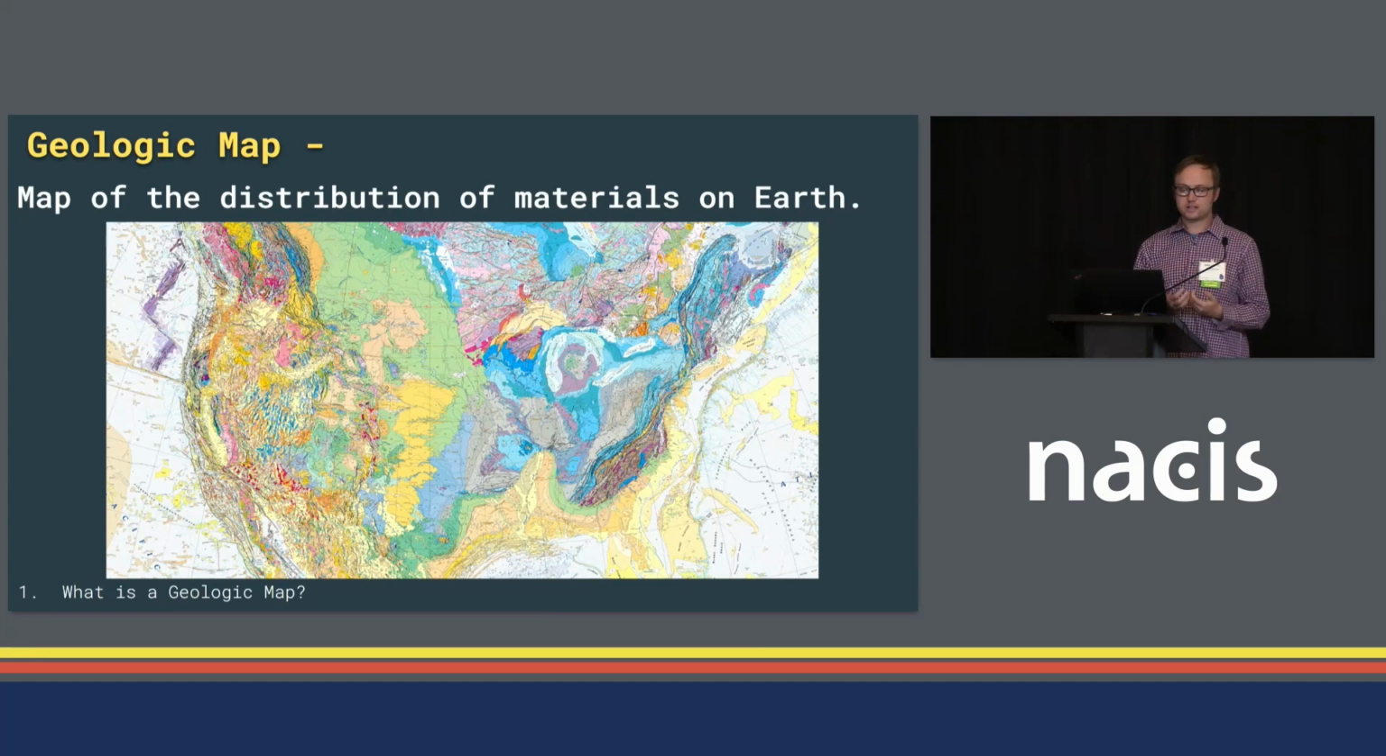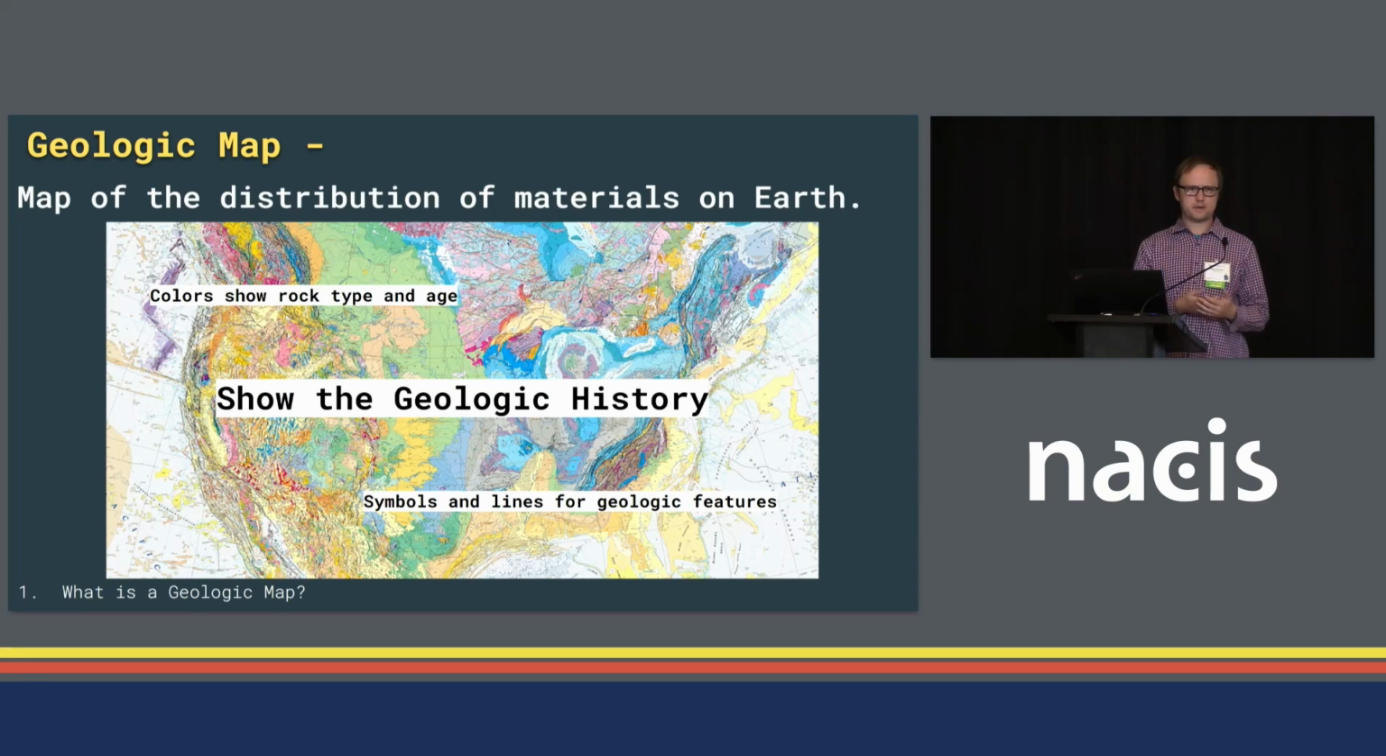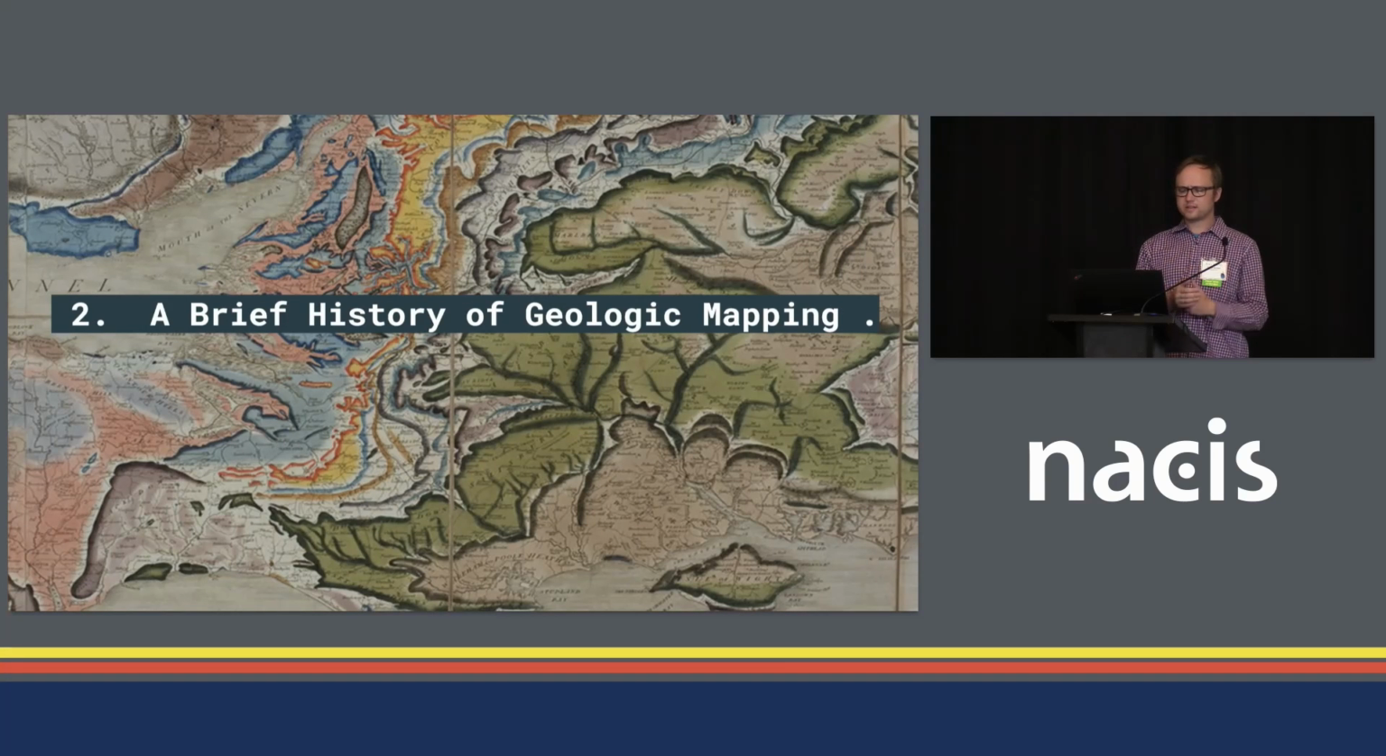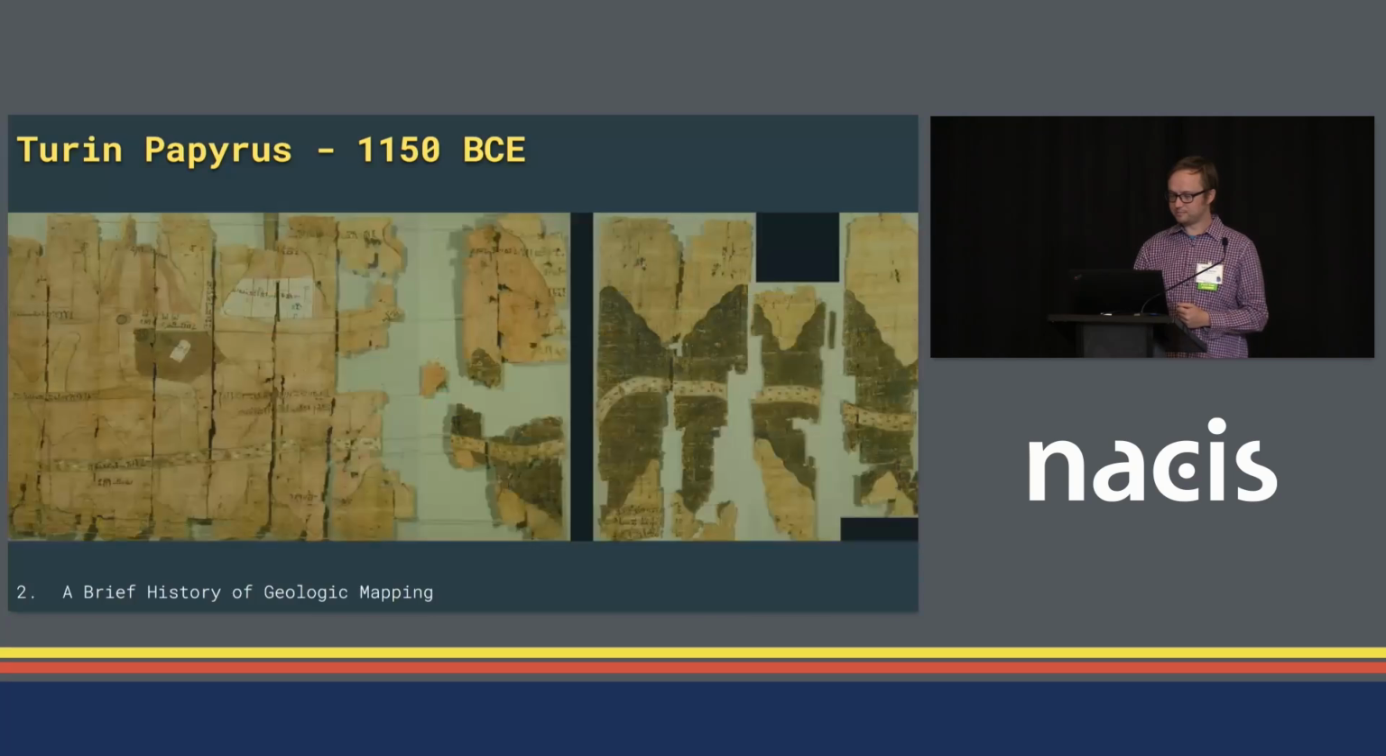A geologic map is simply a map of the distribution of materials on Earth. It uses colors to show rock type and age, and symbols and lines to show other geologic features. The intent of these maps is typically to show the geologic history of an area. Getting into the history of geologic mapping will help you better understand what they are.